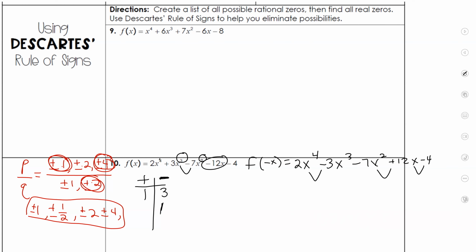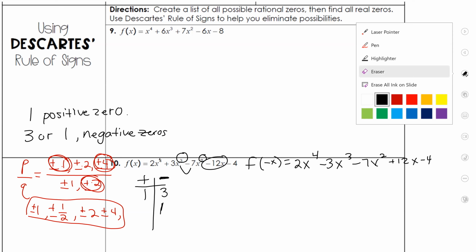Okay, so I'm just going to write down here, or I'll write it up here. You can have 1 positive zero, or you can have 3 or 1 negative zeros. That's what the Descartes rule says. Now, we're actually going to solve. So I'm going to do synthetic division.